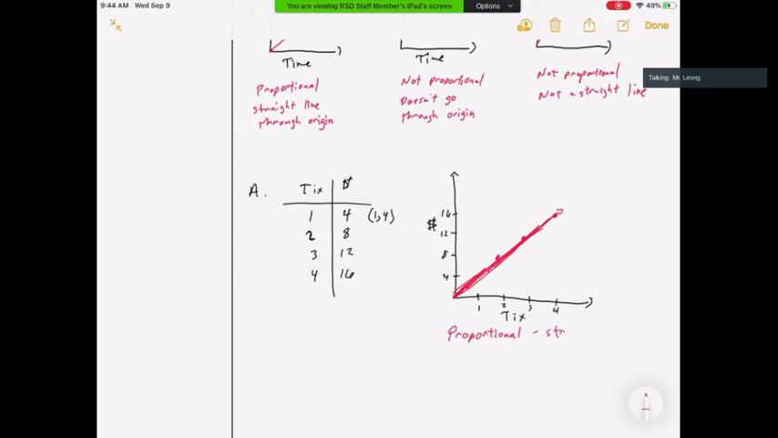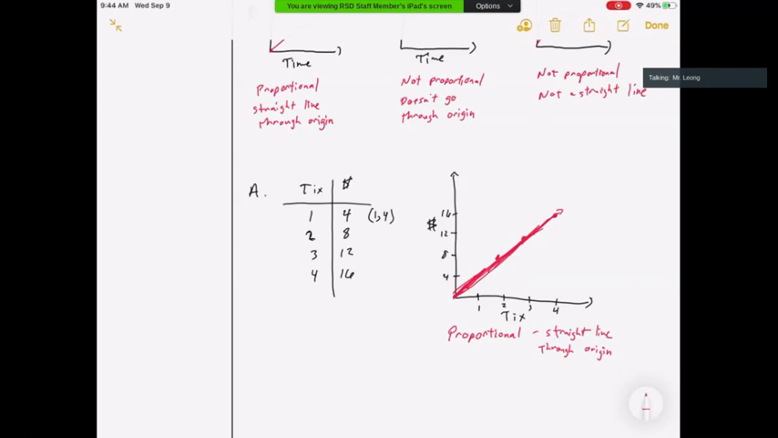Straight line through origin. The biggest mistake people make on this is they only list one. They'll say, yeah, it's proportional because it's a straight line. Well, we know that straight lines aren't necessarily what makes things proportional or not, right? It has to be both. So make sure you list both. Don't just say it's a straight line. It's a straight line and it's through the origin, okay?